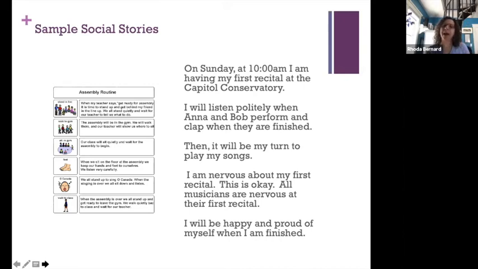And the point about I am nervous and this is okay, all musicians are nervous at their first recital, is that it normalizes the fact that we have feelings, that a new situation like this would make us nervous. Nothing wrong with that. And then at the end, happy and proud of myself when I am finished.